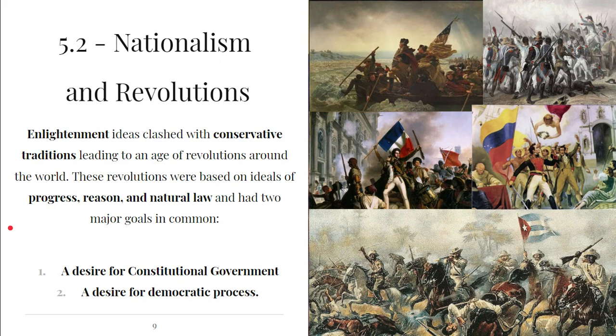And we can generally say that these nationalist movements and revolutions are going to have two major goals in common, right? First, a desire for constitutional government, a government that is bound by laws and rules, as opposed to absolute monarchy, where kings and queens have a divine right to do whatever they want. And so a constitutional government, on the other hand, is basically run by a set of rules. All right. So a good way to think of it is rule of law instead of rule by man.